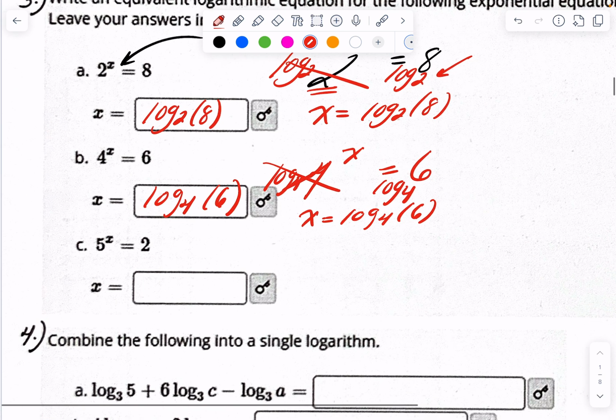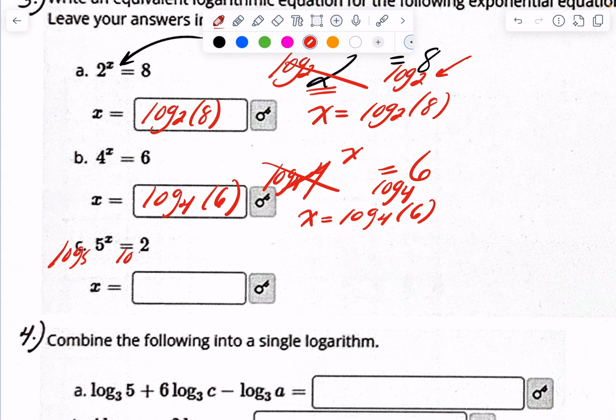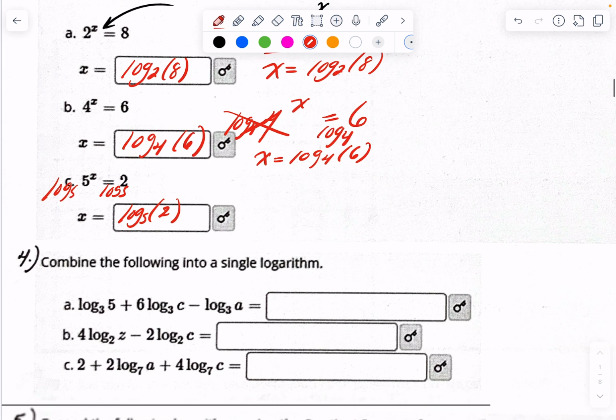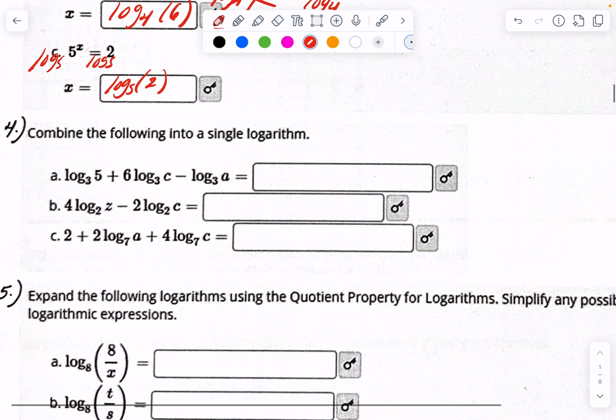And this one, same thing. You would take log base 5 of both sides. So this would be log base 5 of 2. So pretty easy stuff.